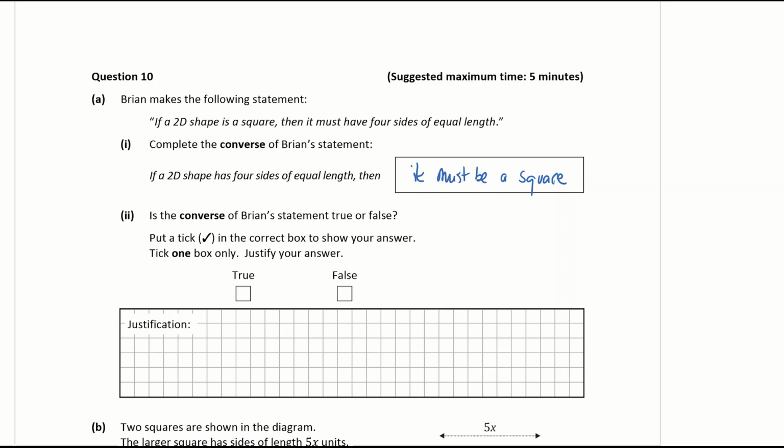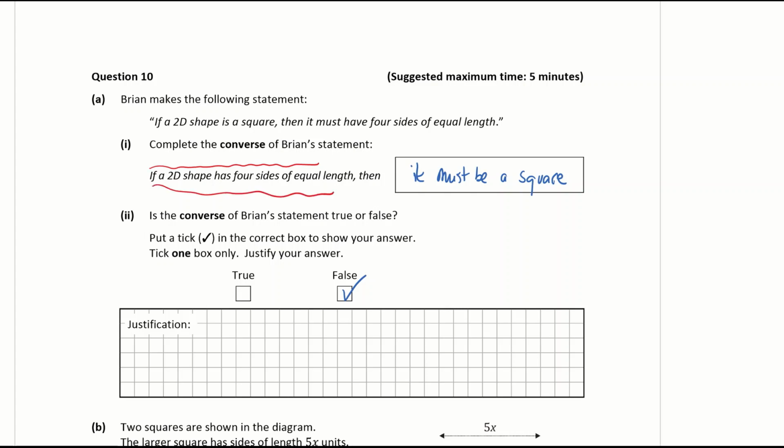Part 2. Is this converse of Brian's statement true or false? Put a tick in the correct box to show your answer. Tick only one of the boxes. So I'm going to tick false for this, because if you think about it, looking back on Brian's statement here, if a 2D shape is a square, then it must have 4 sides of equal length. Well, that's fine, because a square has to have 4 equal lengths. But look at our new statement here. A 2D shape that has 4 equal sides, and I'm stating that that must be a square.